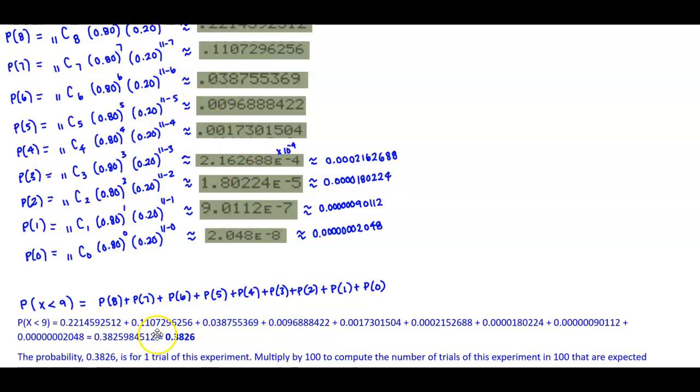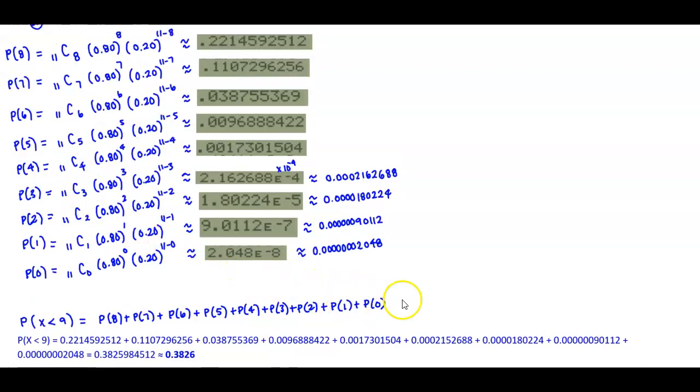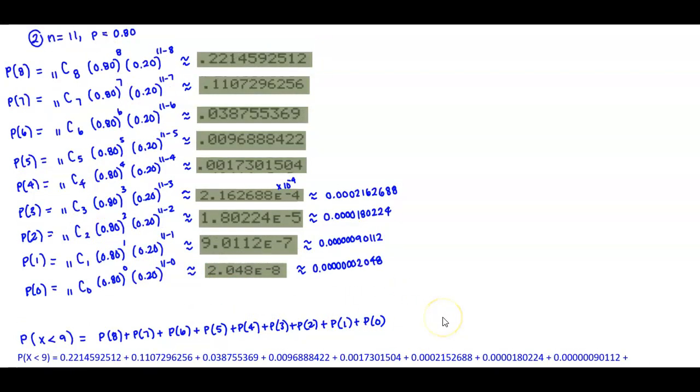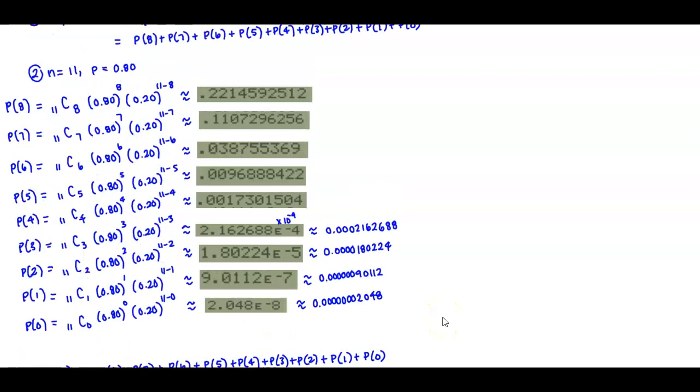So this is a long version of being able to get our probability, and it's important to be able to see this. Now, if we wanted to use a different function on our calculator, let me go ahead and put that up here. We're going to use the TI-84 calculator. What we're going to use is the binomial.